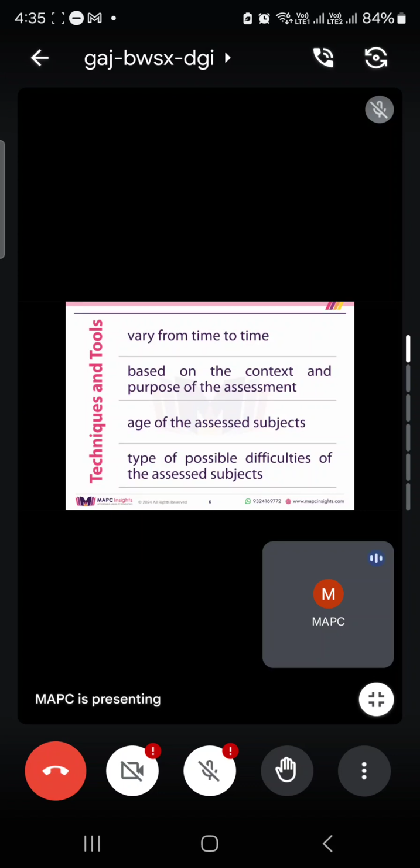And nowadays, initially it was paper and pencil. Nowadays it is quite easy to conduct the test on a computer, and now we do have mobiles. So it is very easy.